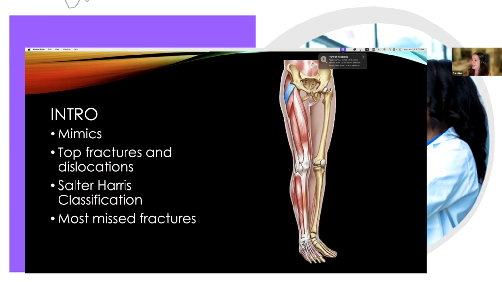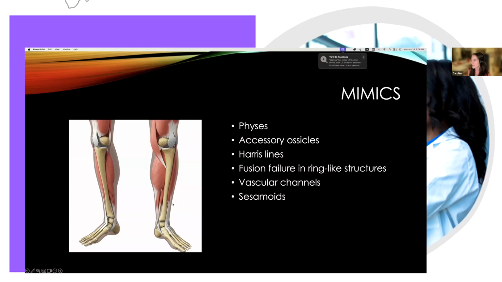So I wanted to introduce the whole topic and organize it. We're going to start with some normal variants that are going to be mimics of injuries. We're going to discuss the top fractures and some dislocations. We of course have to talk about the Salter-Harris classification, not only because it's very important in kids, but also because I have some fondness for it. And then we're going to end up with the most missed fractures and how we can try to avoid getting into that. So let's start with some mimics.